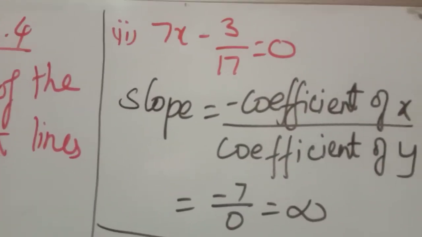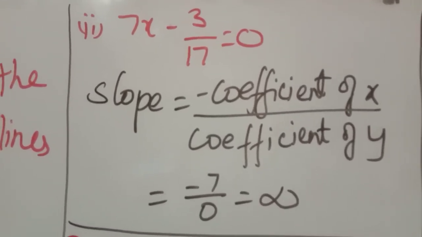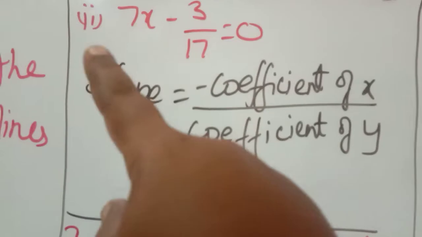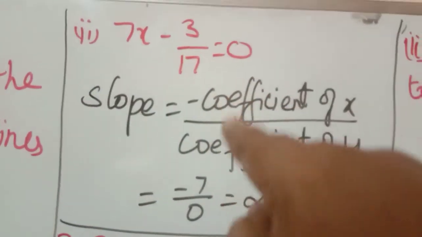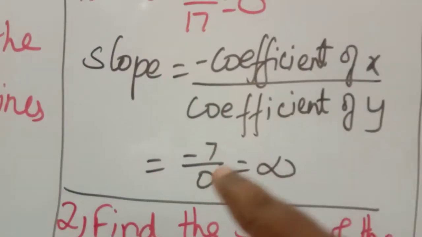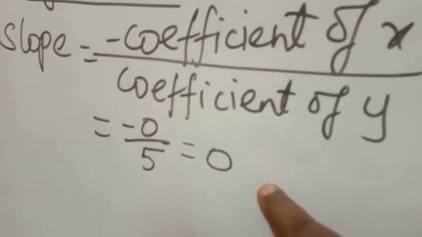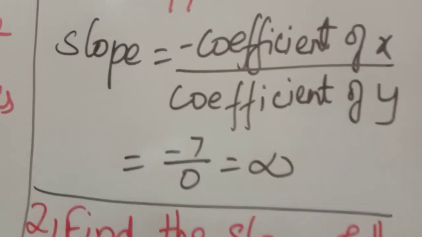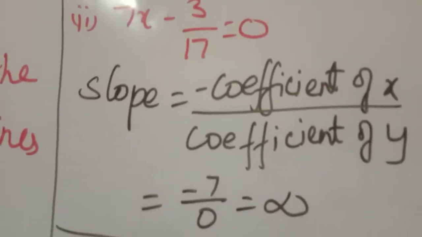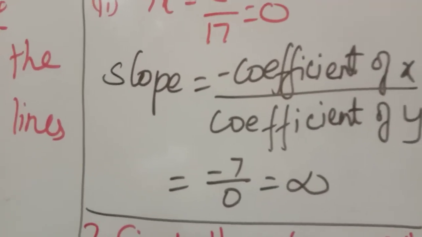So equation is given. Again formula is slope is equal to minus coefficient of x by coefficient of y. Coefficient of x is 7. So this minus is there in the formula. 7 by coefficient of y. Y is not there. So 0. Any number by 0 is infinity. 0 by any number is 0. If 0 is there in the numerator, value is 0. If 0 is there in the denominator, value is infinity. So minus 7 by 0 is infinity. Infinity means not defined. Answer may be given sometimes as undefined.